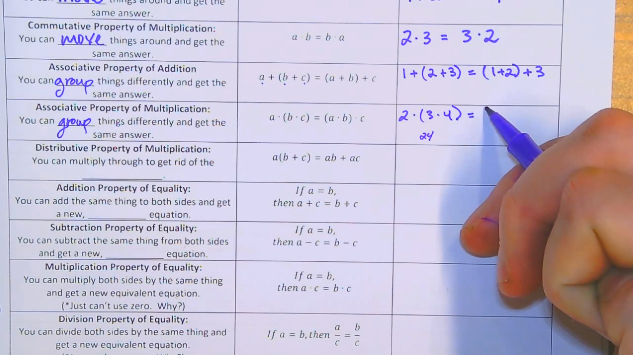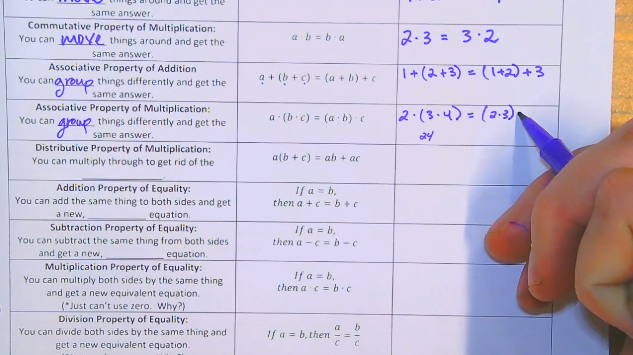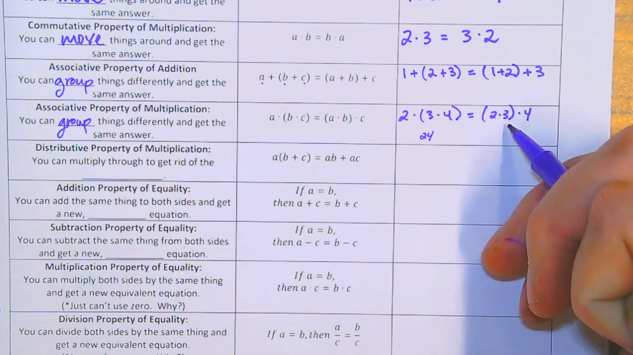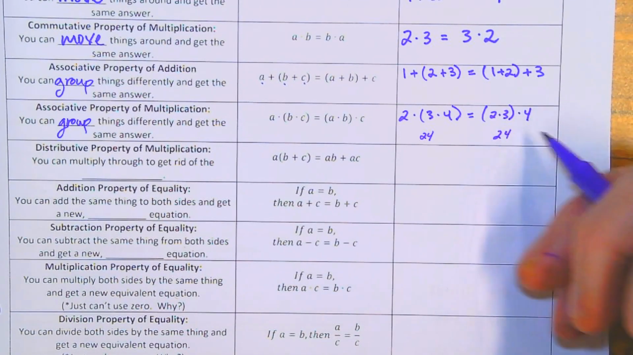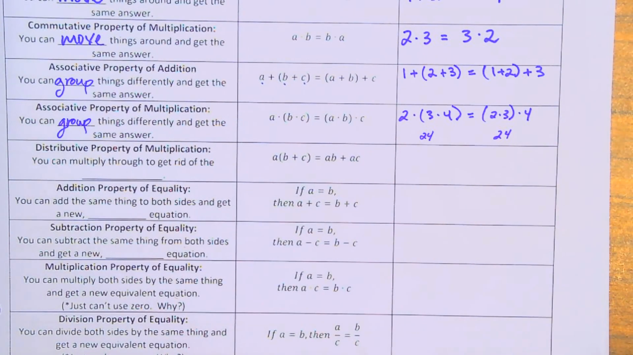the same thing on the other side, but this time I'm going to group the A and the B. So 2 times 3 times 4. So that's 6 times 4, which is still the same thing as 24. Okay, so that works. That is our associative property of multiplication.